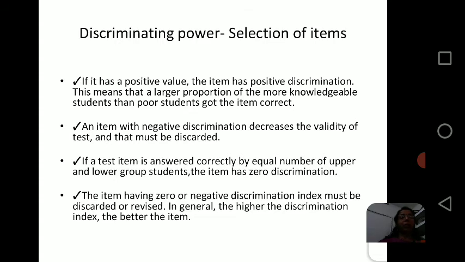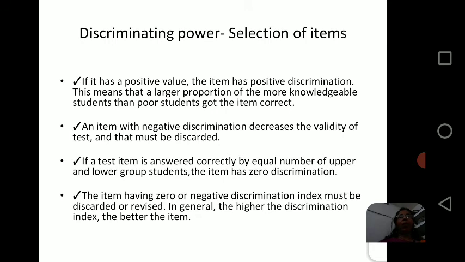If it has a positive value, the item has positive discrimination. This means that a larger proportion of the more knowledgeable students than poor students got the item correct. DP is positive means U is greater than L. DP is calculated by the formula (U minus L) by N. If U is greater than L, you will get a positive discriminating power.